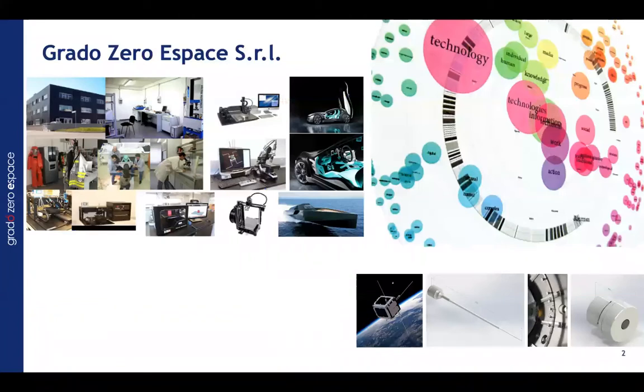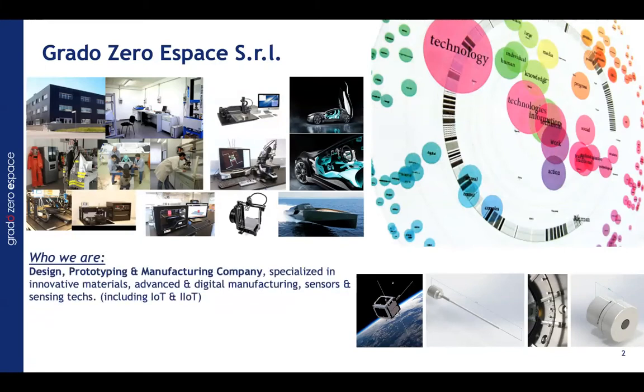First of all, we are going to introduce our organization, who we are, and what our mission is. Grado Zero Space, shortly named Grado Zero, is a design, prototyping, and manufacturing company specialized in innovative materials, advanced and digital manufacturing, sensor and sensing technologies, including IoT and industrial IoT. Our mission is to transform materials and technology into innovative products.